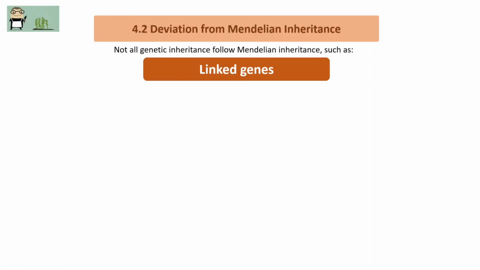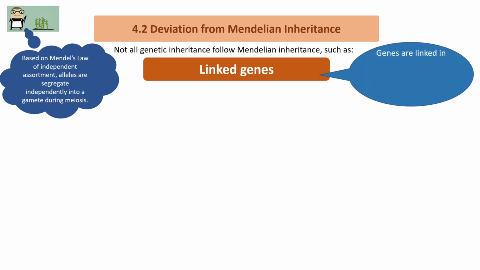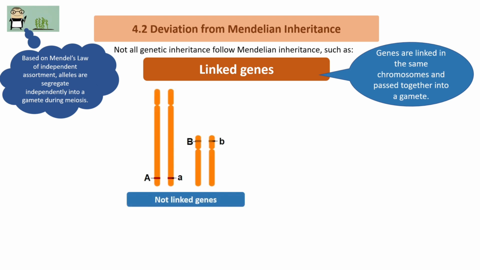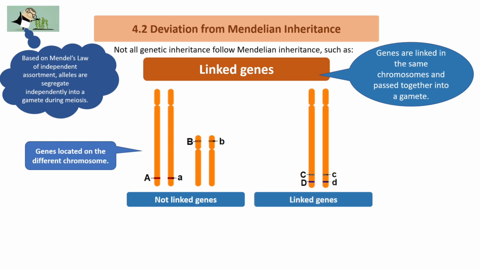The last inheritance in our syllabus that doesn't follow Mendelian inheritance is linked genes. Based on Mendel's law of independent assortment, alleles segregate independently into gametes during meiosis. But in linked genes, genes are linked on the same chromosome and passed together into a gamete. This diagram shows not linked genes, because the genes are located on different chromosomes. While this diagram shows linked genes because the genes are located on the same chromosome.